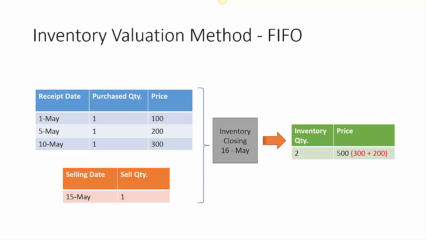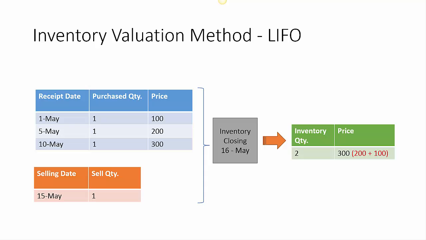Let us try to understand with an example. On 1st May, 5th May and 10th May, one piece of the same bicycle is purchased at three different prices of €100, €200 and €300 respectively. On 15th May, we sold one piece of bicycle at a certain sales price. We have two pieces of bicycle in our warehouse, and the question is, what should be the cost of these two pieces of bicycle? On running the inventory closing procedure, as per the FIFO rule, the first purchased product will be sold first. So the inventory cost of two bicycles will be €500. That is the sum of €200 and €300, since €100 will be used to settle the issue of the product.